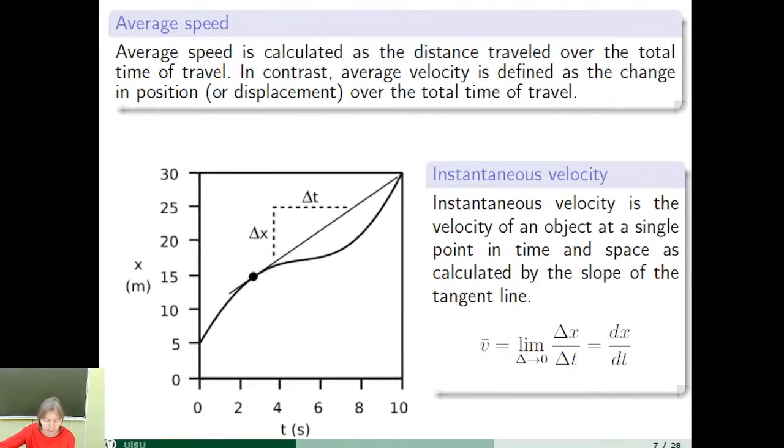Determine instantaneous velocity. The velocity at any given moment is denoted as the slope of the tangent line through the relevant point of the graph. Instantaneous speed is equal to the magnitude of the instantaneous velocity.